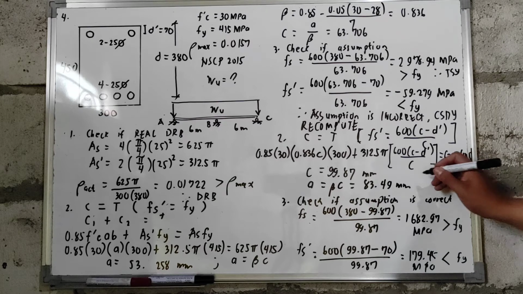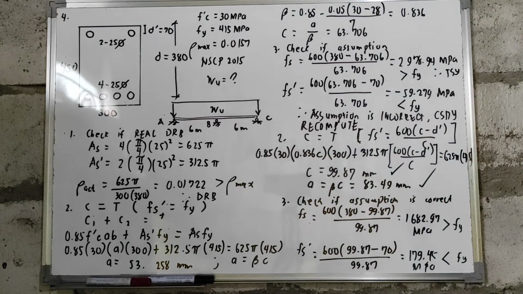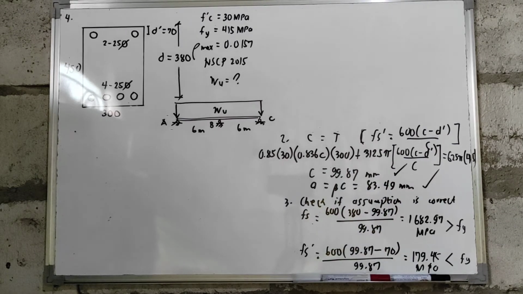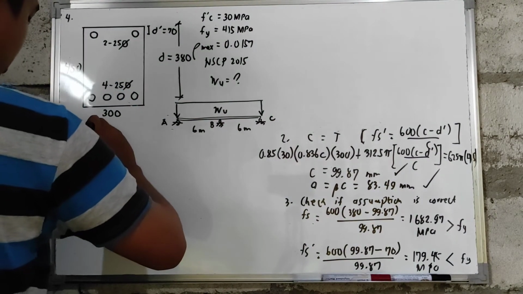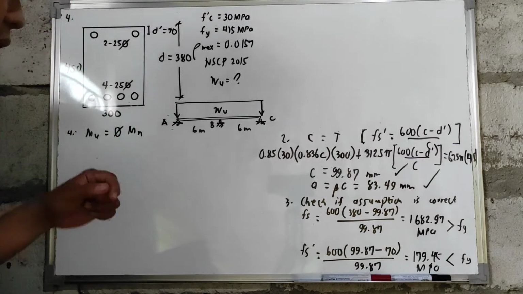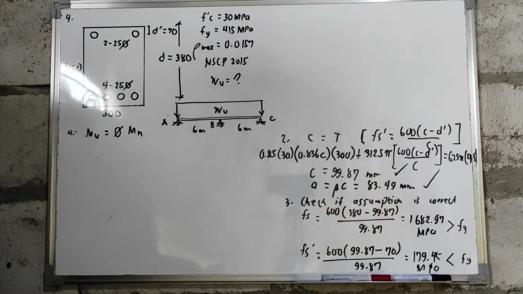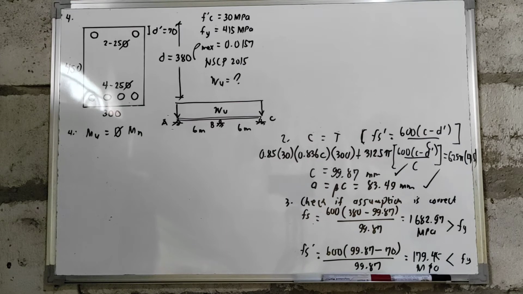So, meaning to say, eto yung mga values ng C at saka A na gagamitin natin in computing for the value of your ultimate moment capacity. So let us now solve for the value of your ultimate moment capacity. So Mu is equals to reduction factor multiplied by nominal moment. So para mahanap natin yung reduction factor natin, tingnan lang natin etong value ng Fs natin.